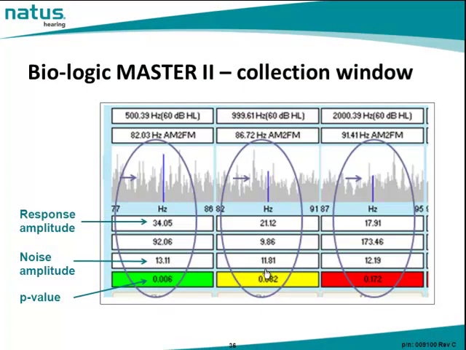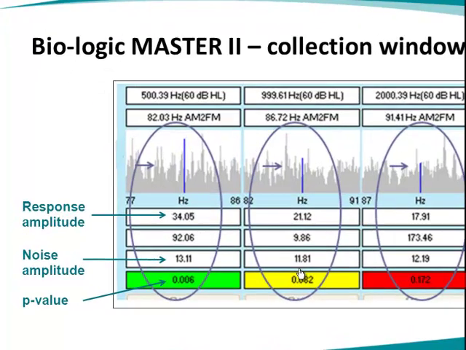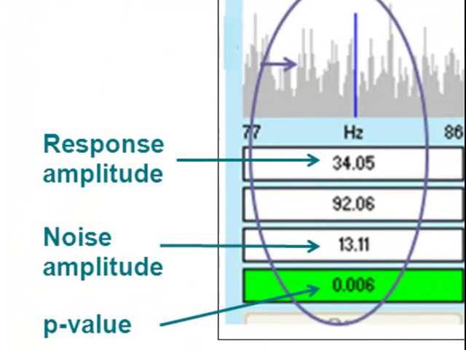Back to the collection screen. During collection, it's important to pay attention to the values in the boxes along the bottom of the screen. Response amplitude, noise amplitude, and p-value are clearly shown for each carrier frequency, and this information is updated with each subsequent sweep. Response amplitudes that climb and noise amplitudes that drop are usually associated with p-values that approach 0.049 or better, thus indicative of a response at that intensity.